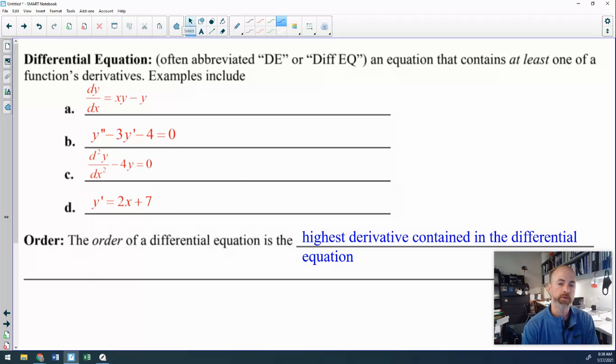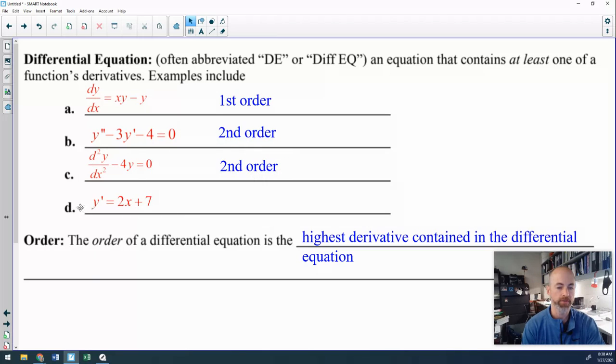And the order of a differential equation is the highest derivative that you see in the equation itself. So option A right here, dy/dx equals xy minus y, the highest derivative you see is the first derivative. So that is a first order differential equation. B, you see y double prime and y prime, so that is a second order. C, there is the second derivative, so that's a second order differential equation. And D, the highest derivative you see is the first, so that is a first order differential equation. And of course, they could be higher than second order. I just only put examples of first and second orders right here.